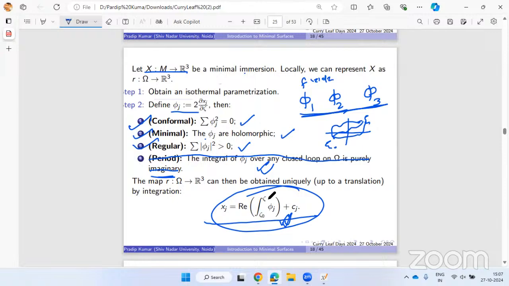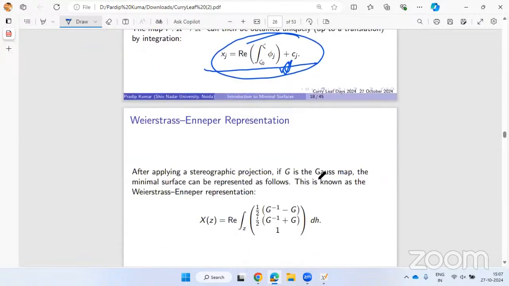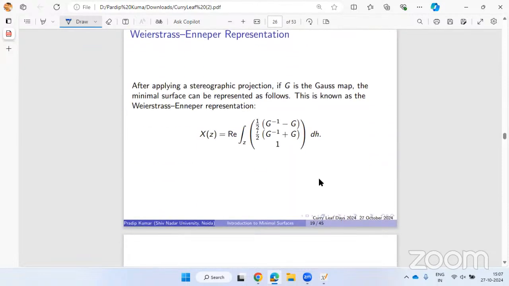And then what you do? You change it a little bit and write it down this way. If you do not understand what is written in this line, I just give you a quick idea, because I think it is too much mathematics. This is your phi 1, this is your phi 2, this is your phi 3. Phi 1 is this times dh, phi 2 is this times dh, and phi 3 is dh.